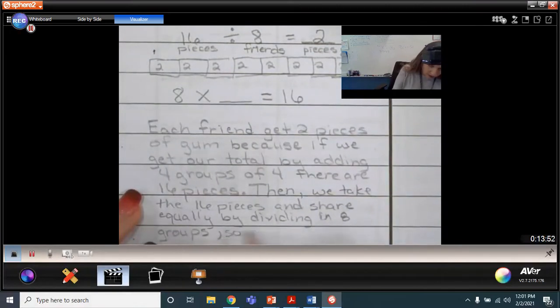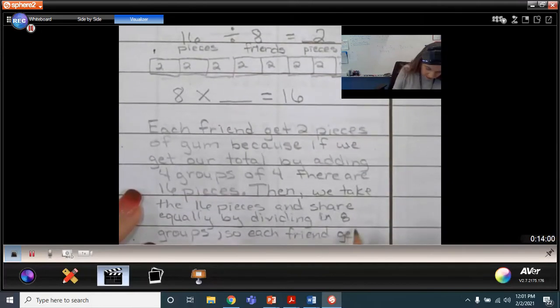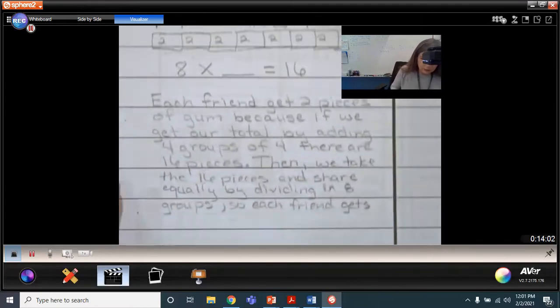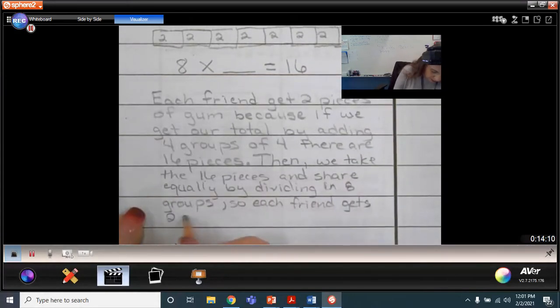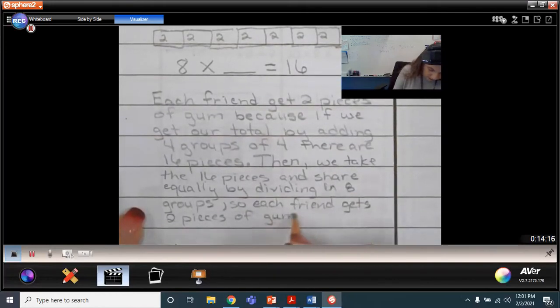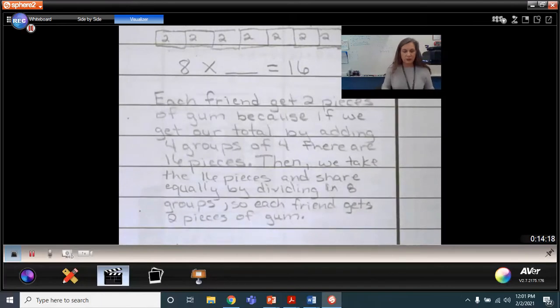So each friend gets, and I know this is a lot of writing, but again, we need to practice the skill of being able to explain our thinking. So each friend gets 2 pieces of gum. All right, now you're finished with your explanation.